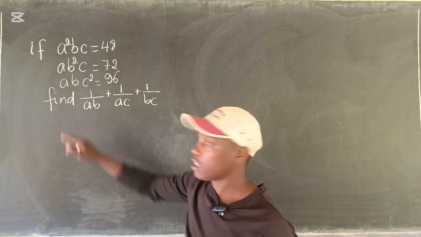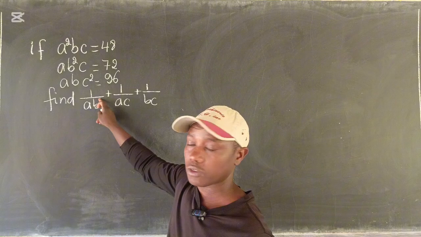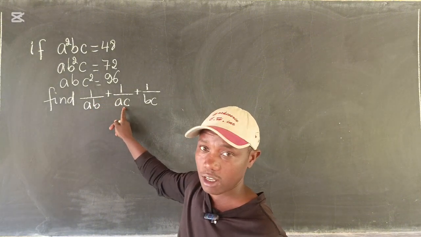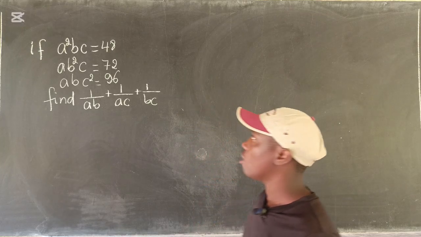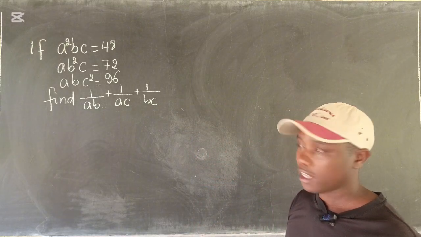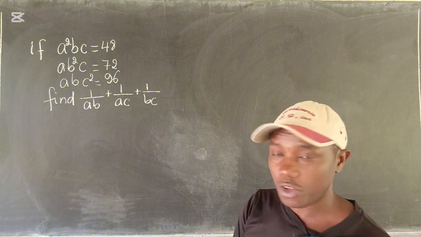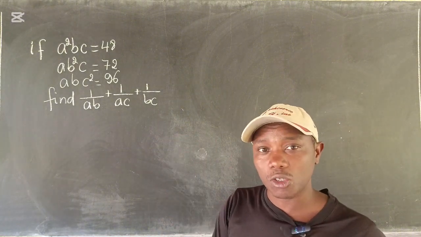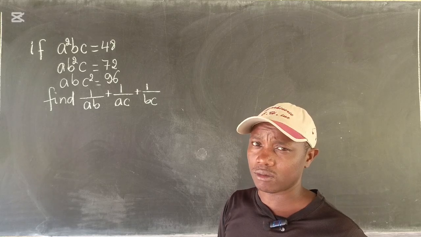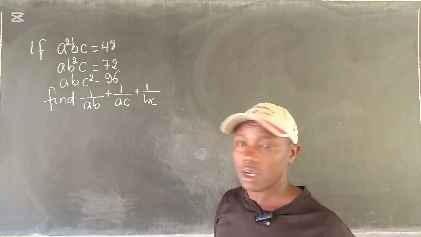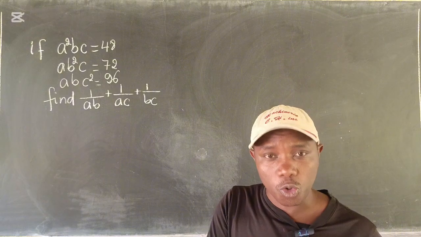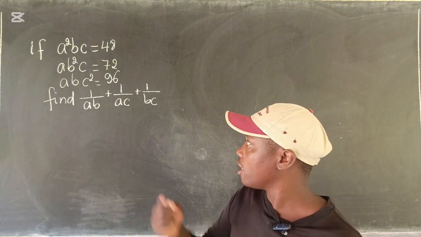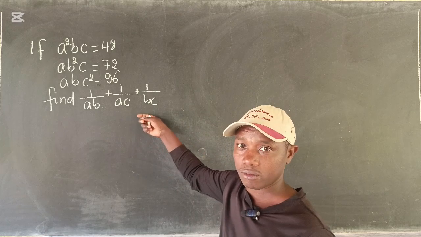We are asked to find the value of the reciprocal of AB plus the reciprocal of AC plus the reciprocal of BC. Guys, I want to show you one trick that is here. As you see, this question is not easy for anyone to get this value, but now I'm going to show you a shortcut of how to find this value.